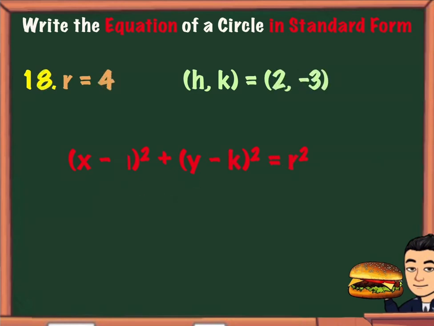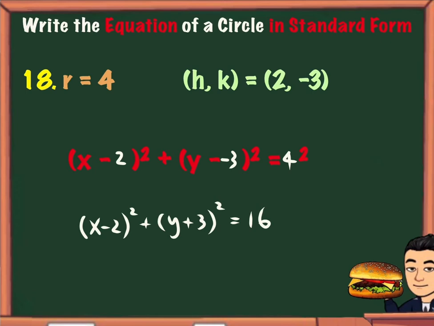So your center, the h value is 2. Your k value is -3. The r value is 4. So let's write this in standard form: x minus 2 squared plus y plus 3 squared equals 16.